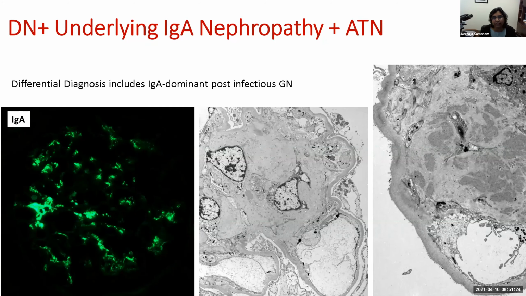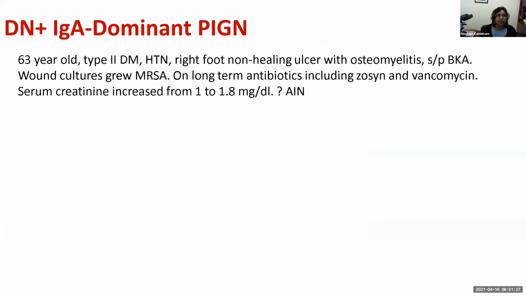So when we see IgA deposits in diabetic nephropathy, there's another very important entity we think about, which is IgA dominant infection-associated GN. So this is an example of a 63-year-old with type 2 diabetes and hypertension, but also a right foot ulcer with osteomyelitis, who underwent below knee amputation, and the wound cultures grew methicillin-resistant Staph aureus infection, MRSA for short. The patient has been on long-term antibiotics like Zosyn and vancomycin, and creatinine had gone up recently. So they were worried about a drug-induced interstitial nephritis.